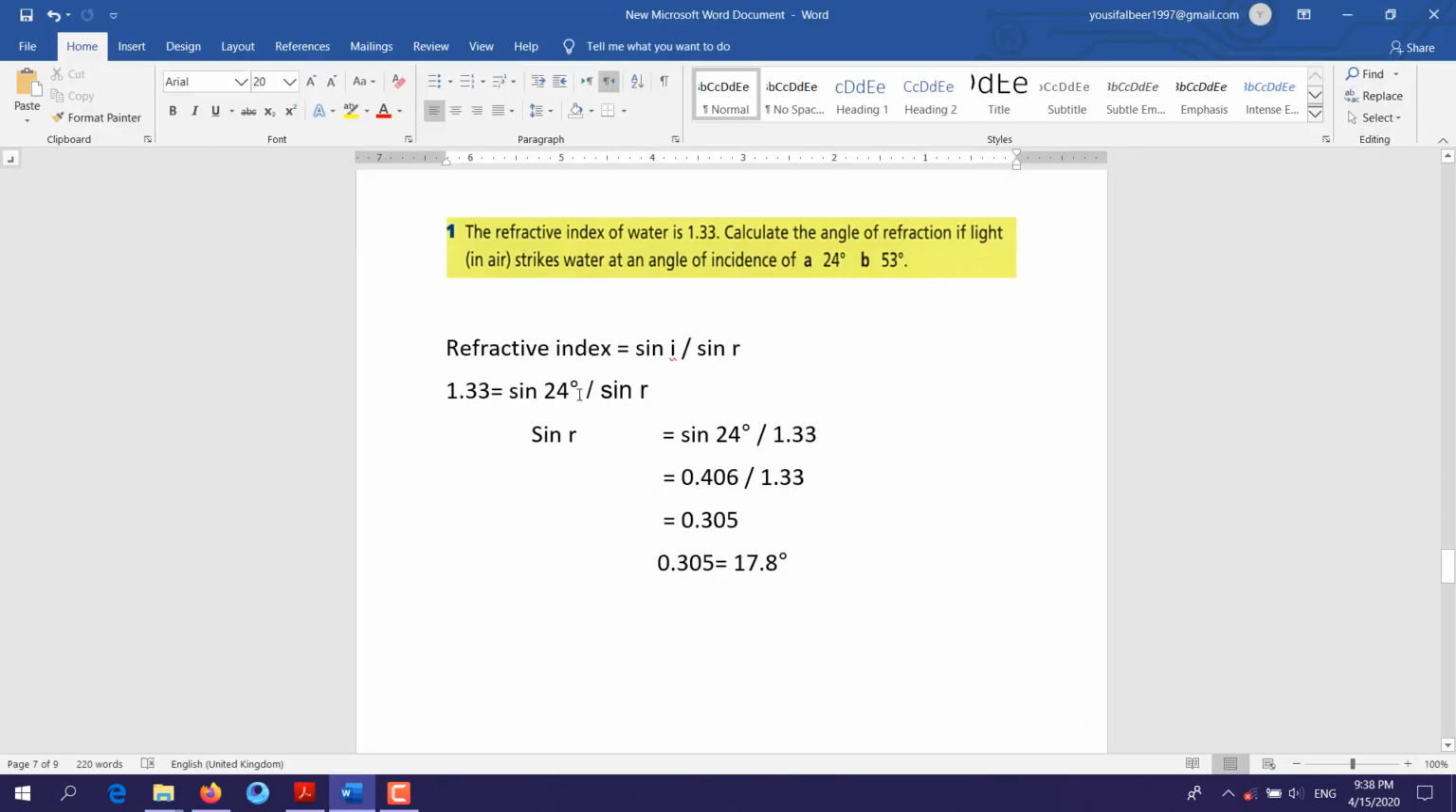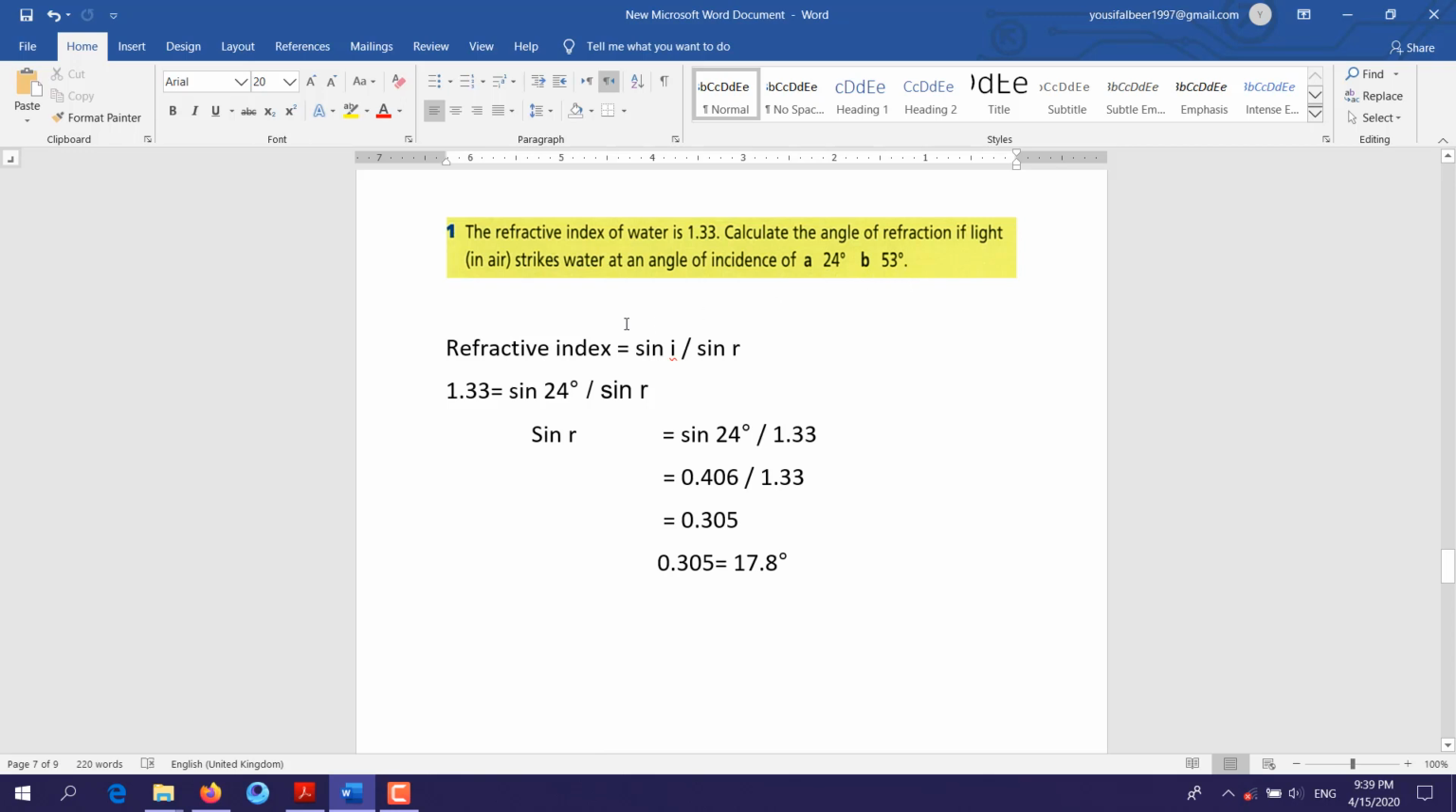Question number 1. It says, the refractive index of water is 1.33. Calculate the angle of refraction if light in air strikes water at an angle of incidence of 24 and 53.